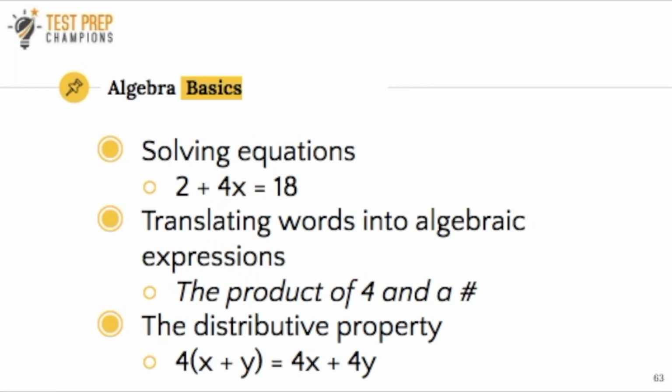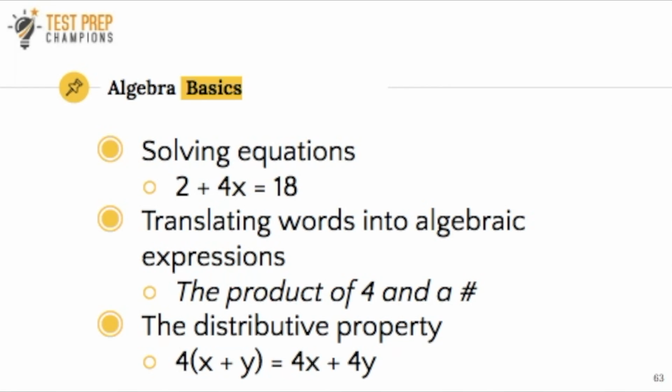So something else that's important to understand is the distributive property. Basically, the distributive property tells you that if I have 4 multiplied by (x plus y) in parentheses, distributing that 4, we can do 4 times x and 4 times y. So 4(x plus y) is actually equal to 4 times x plus 4 times y. That is because of the distributive property. So keep that in mind.